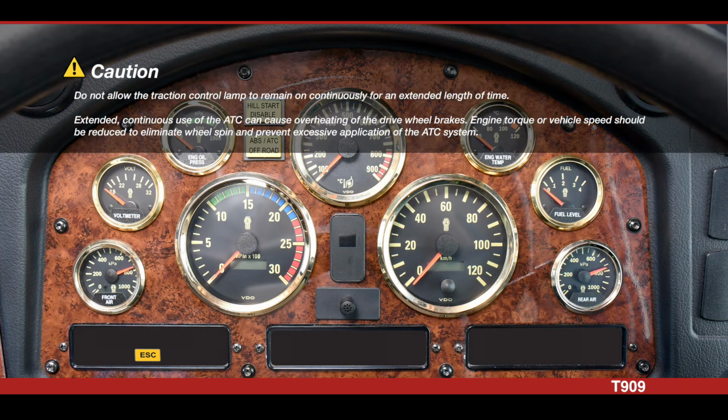Do not allow the traction control lamp to remain on continuously for an extended length of time. Extended, continuous use of the ATC can cause overheating of the drive wheel brakes. Engine torque or vehicle speed should be reduced to eliminate wheel spin and prevent excessive application of the ATC system.